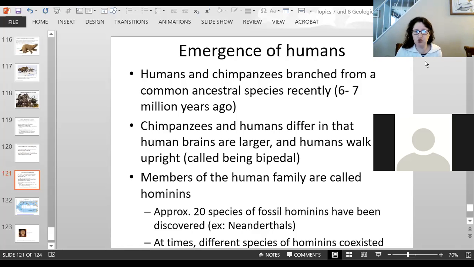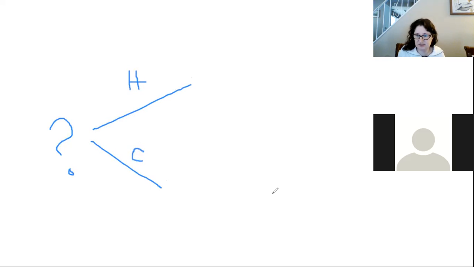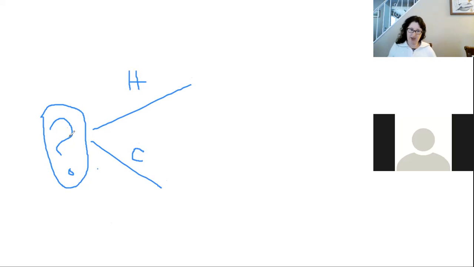Now this gets really interesting. Humans and chimpanzees branched from a common ancestral species about 6 or 7 million years ago. Let me draw this out. Okay, here's our common ancestor. Then humans and chimpanzees branched off from a common ancestor that we don't know what it is. We don't have evidence in the fossil record of what this ancestor was.